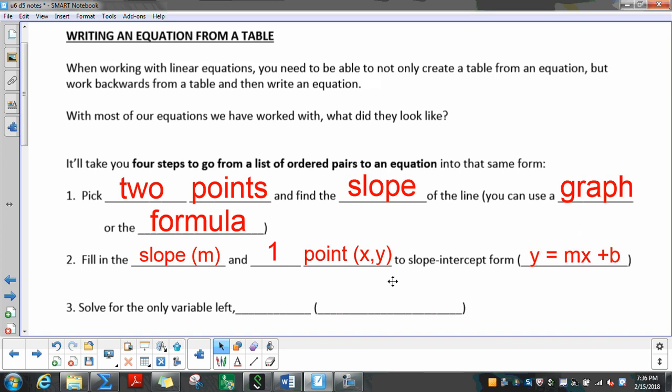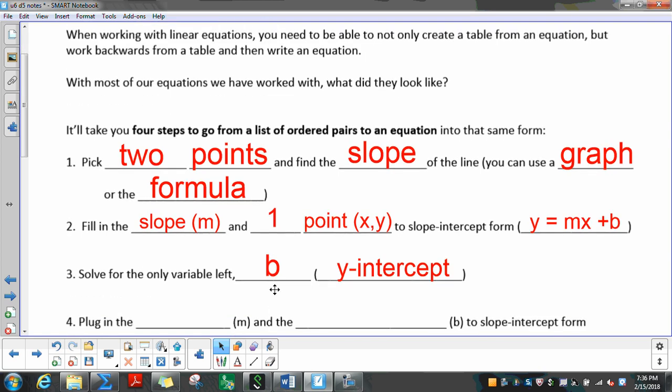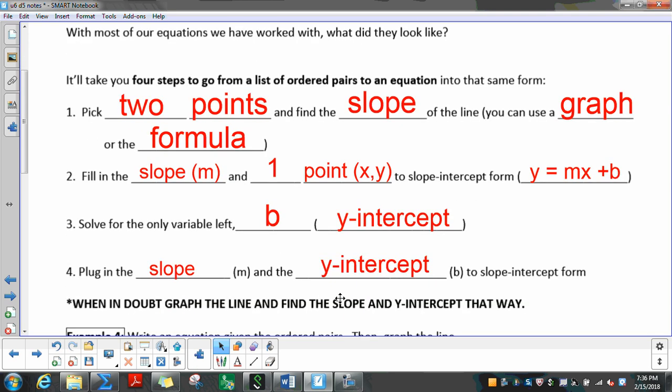Okay? When we do that, we will only have one variable left, which is the b, your y-intercept. And we're going to solve for that b. So we're getting b by itself. Then we know what b is, we know what m is. We can go ahead and plug in the slope and the y-intercept and get our equation.